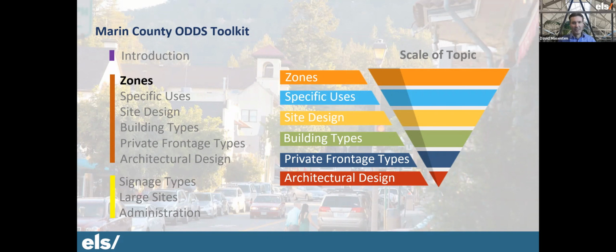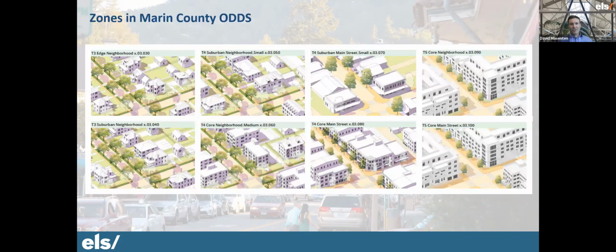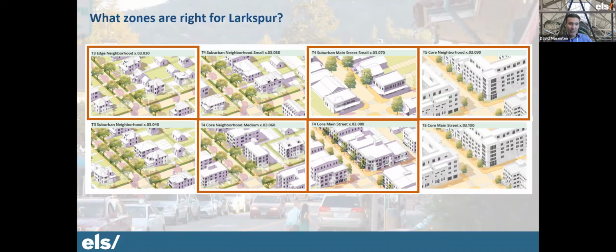Next slide, please. So the zones in the ODS are divided into this group of 8, which really is just 4: the T3, T4, T4, and T5. And then there are different versions of each that provide slightly different allowables. Part of our effort over the last month has been to try to identify which zones are actually appropriate in the city.